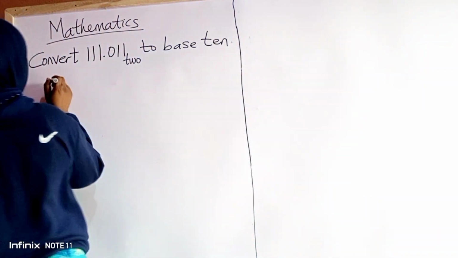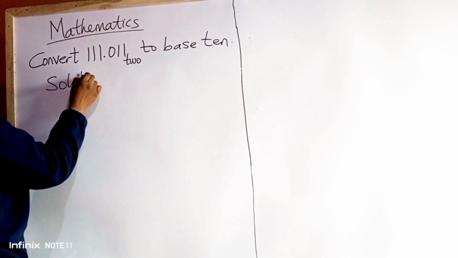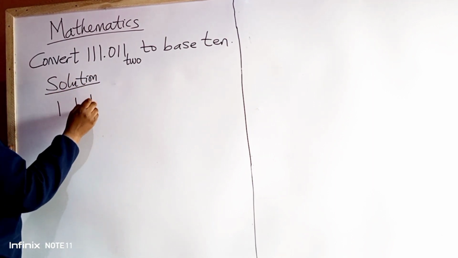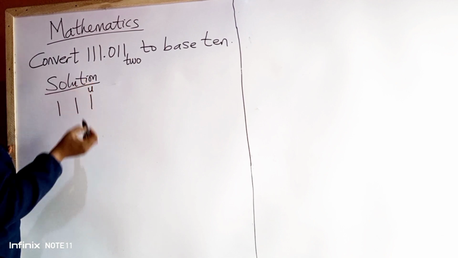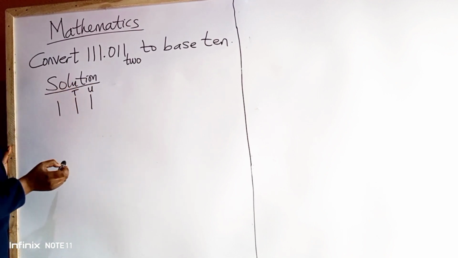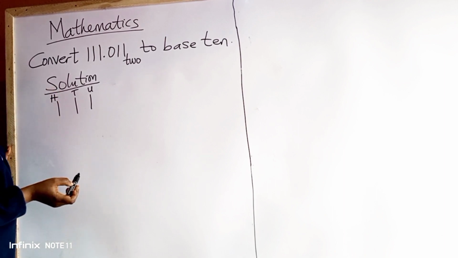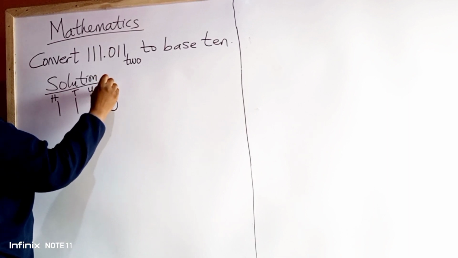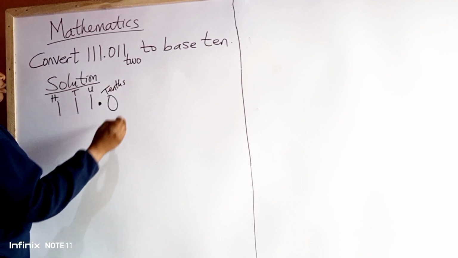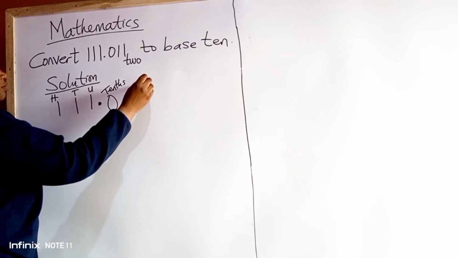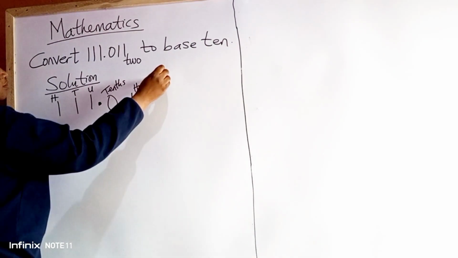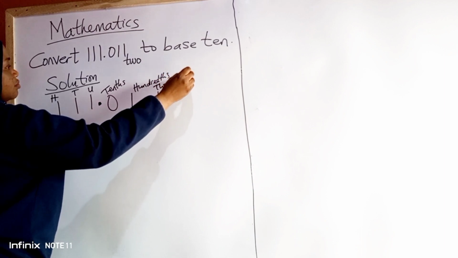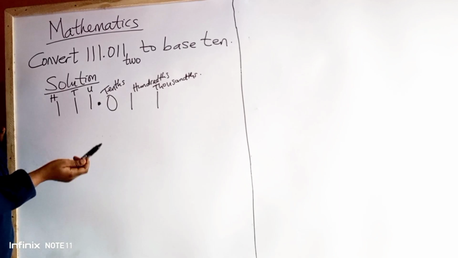So what do I mean by that? So you take the first one, 1, 1, 1. You see that this one is under units, this is under tens, and here is under hundreds. Now, immediately after the decimal point is tenths, followed by hundredths, then followed by thousandths. So this is their place value.